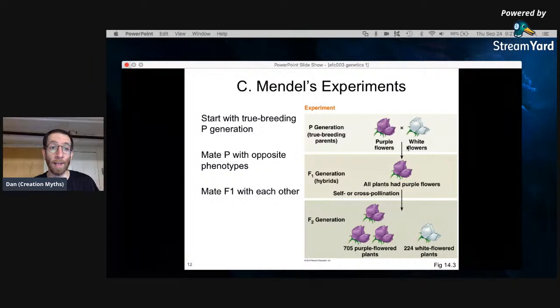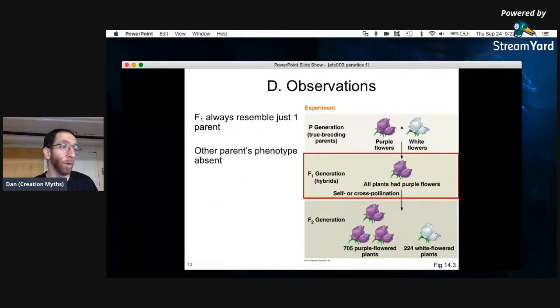So let's look at the results because they were really interesting. Great, good to hear. Okay, so the observations here were really interesting. So the first observation is the F1 generation right here. They were not intermediate between the parents. They always resembled just one of the parents. The other parent's phenotype, in this case the white flowers, they were absent from the F1. They were just not there, right?